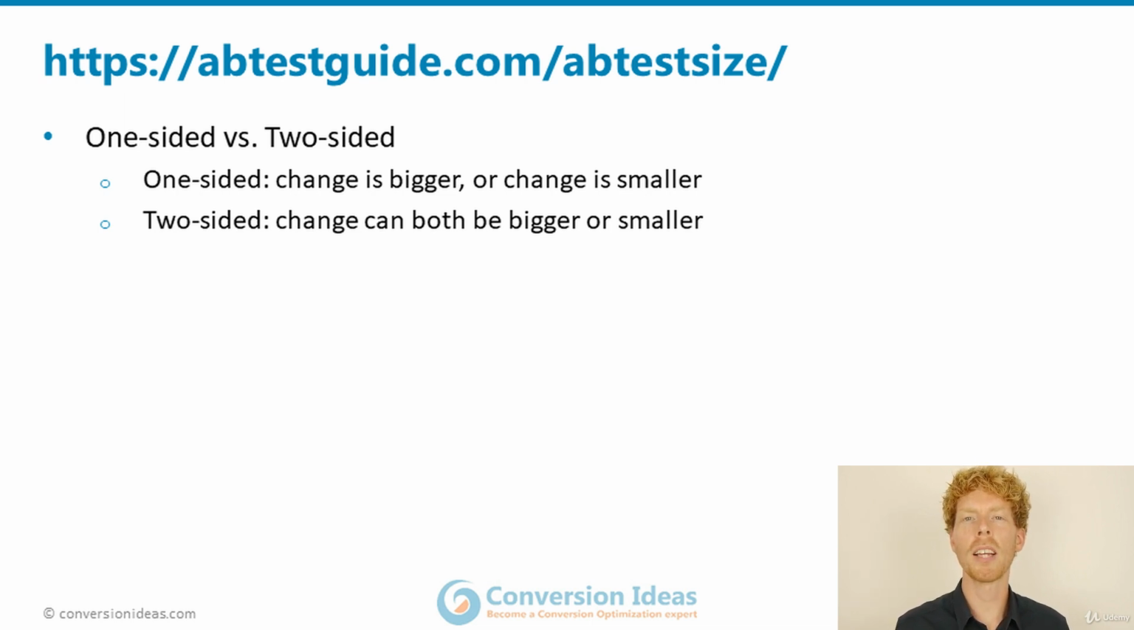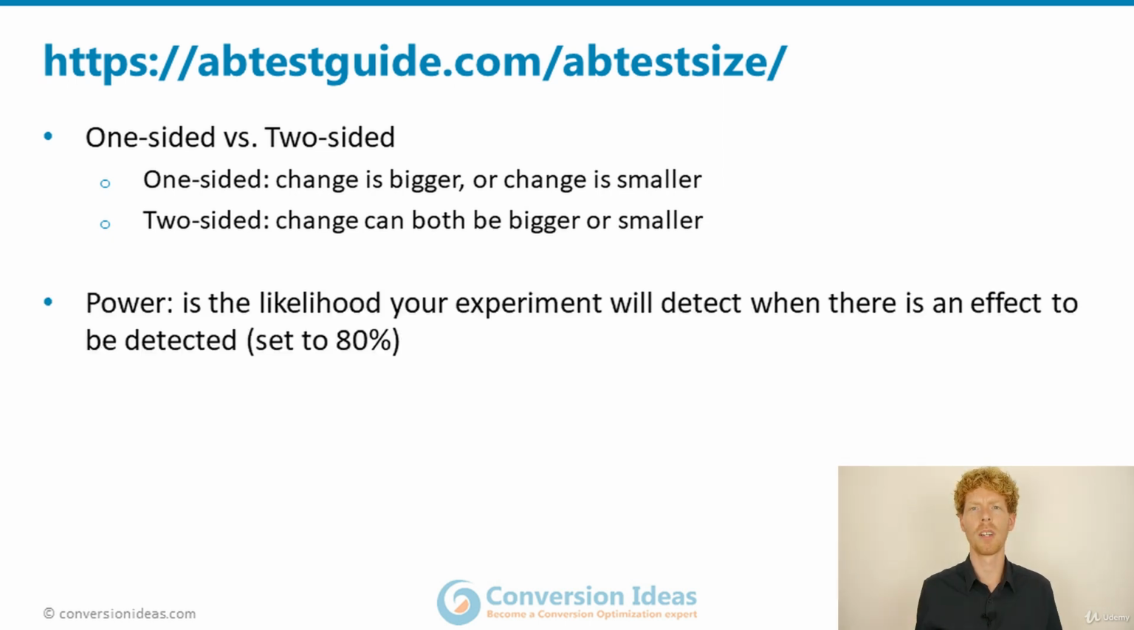Now, for some reason, you might have a hypothesis where you don't know if the change is bigger or smaller. It could be both. Well, in that case, you will use two-sided testing. But in 99.9% of the A/B tests, you will use one-sided. Now, the power is the likelihood that your experiment will detect an effect when there is an effect to be detected. Now, this might sound very technical, maybe a bit confusing, but this is all you need to know, because for A/B testing, we set this to 80%. Now, the power is dependent upon the sample size, the effect of your test, and the confidence interval. But for A/B testing, we always set this to 80%.